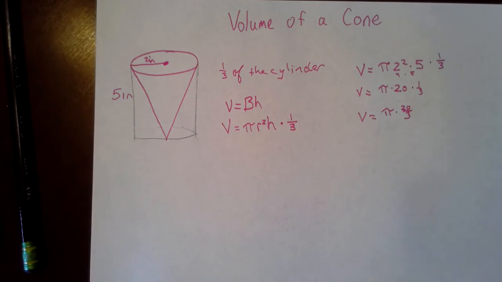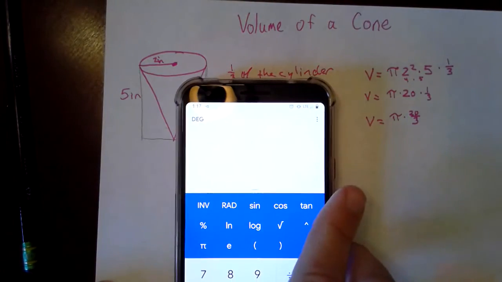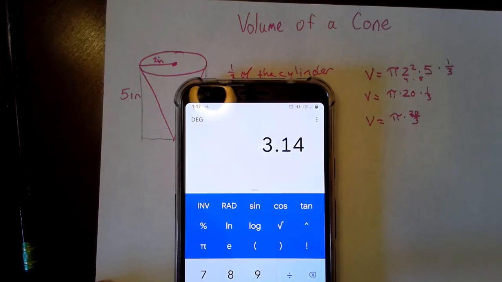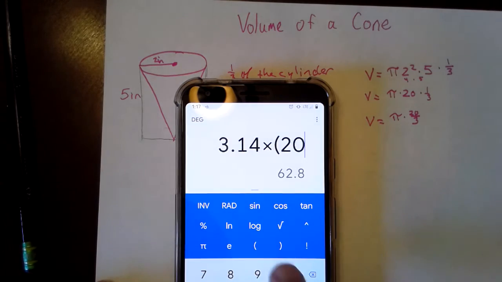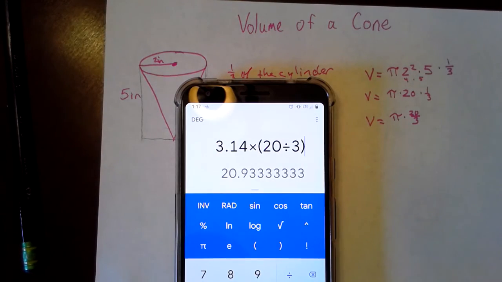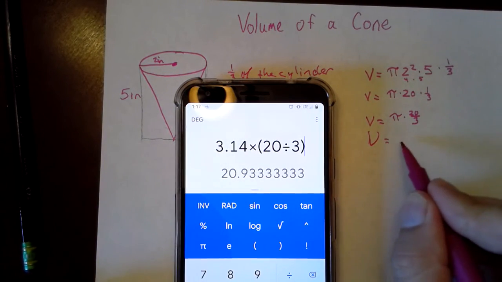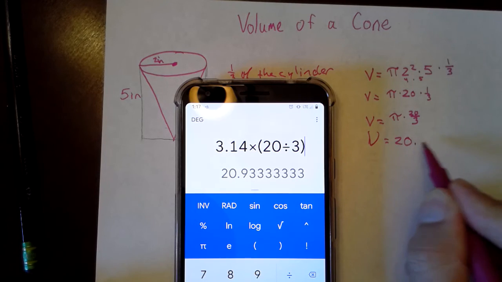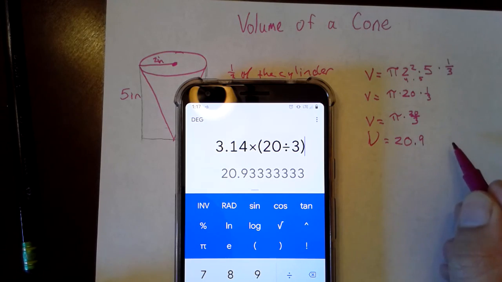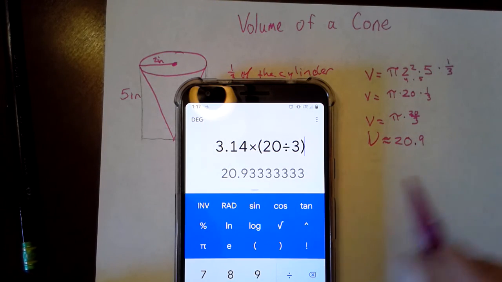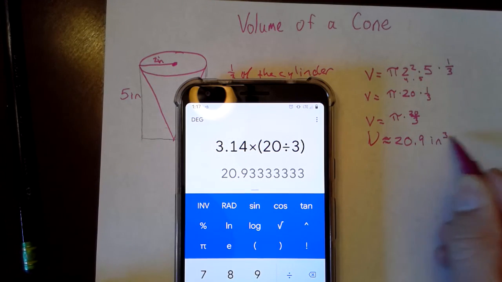And my last step now is just to figure out approximately the value. I'm going to do 3.14 times parentheses 20/3. And my volume is approximately 20.9, I'll put approximately sign, inches cubed.